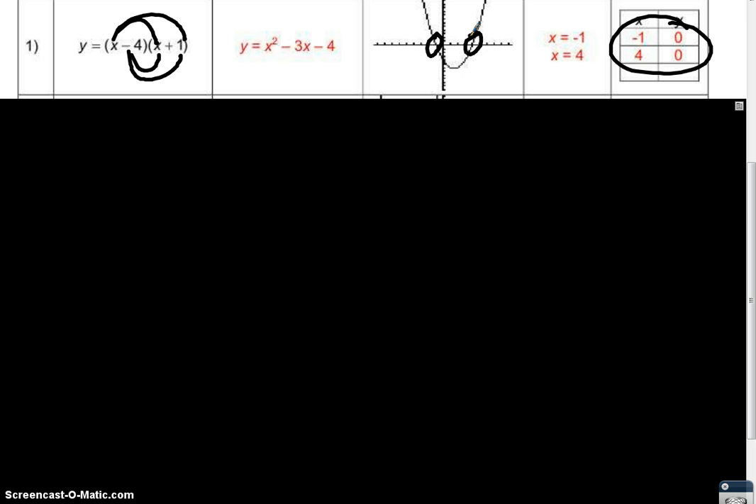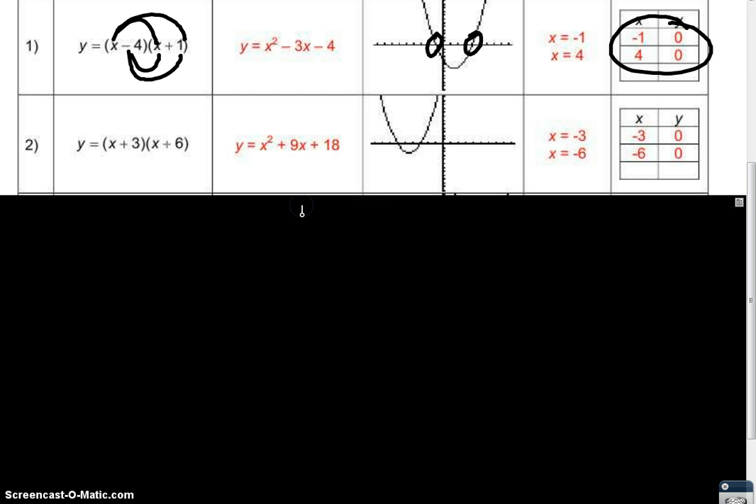So let's try number 2. If I were to FOIL number 2, I'd have (x plus 3)(x plus 6). And when I FOIL, I should have x squared plus 3x plus 3x plus 18. And when I combine my like terms, I end up with y equals x squared plus 9x plus 18. Okay, so, oh, excuse me, I made a mistake. This should be 6x, not 3x. Okay, that's where I get the 9x from. So when I graph it, I should notice that my graph crosses at both a negative 6 and a negative 3. So again, those are my zeros for the function.